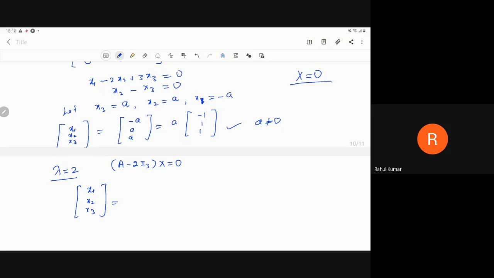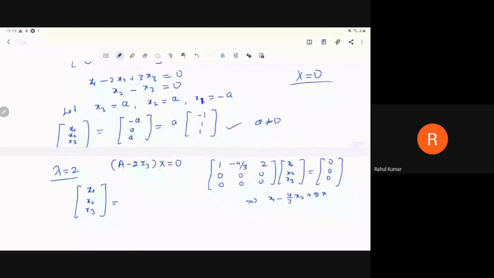Okay, I'm writing the final step. Intermediate steps you will see yourself. When you write it in matrix form and apply suitable operations, you will reach this step: 1, minus 4 by 3, 2, 0, 0, 0, 0, 0, 0. Interesting. This time you'll get two rows completely 0. It means you are left with only one equation. Which equation? x1 minus 4 by 3 x2 plus 2x3 equal to 0.